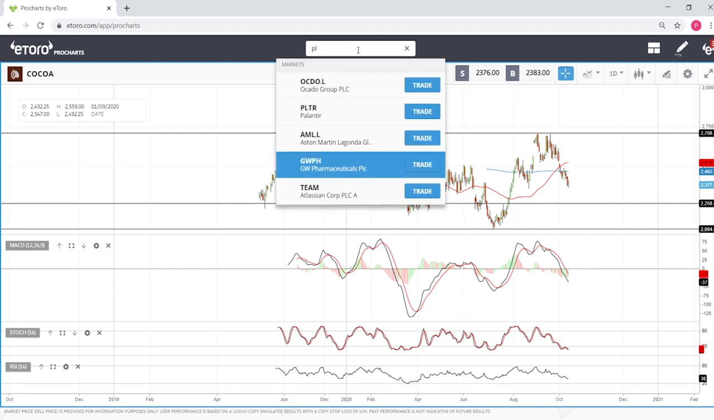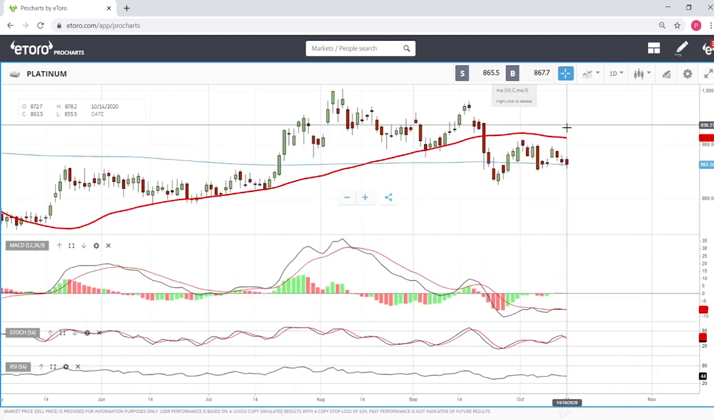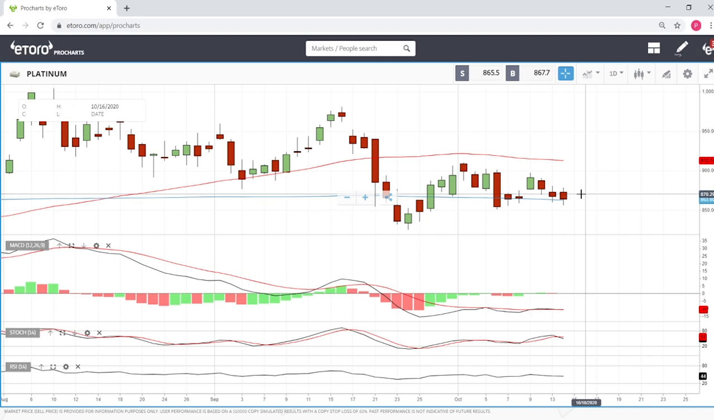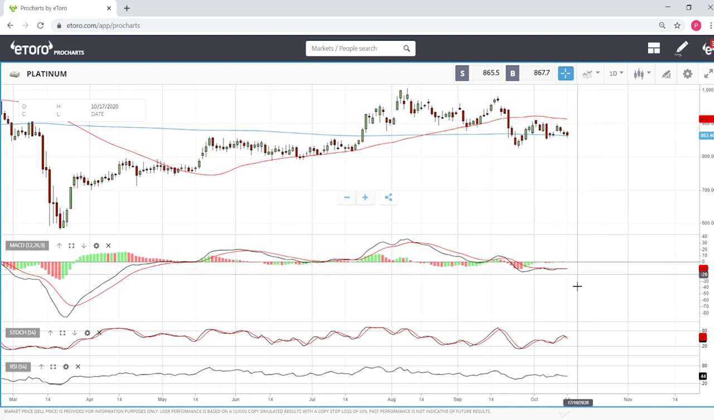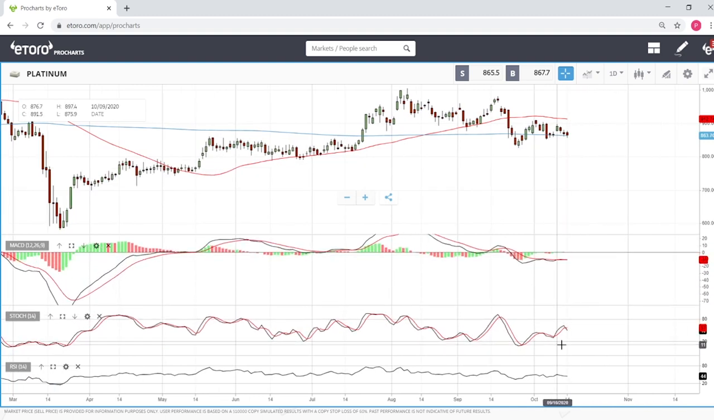So if you look at platinum. Platinum is still trading in between the 50 moving average and the 200 moving average. We rallied, broke down, but this market is not going anywhere. MACD is flat. We can see that the stochastic has turned around, indicating bearish momentum.